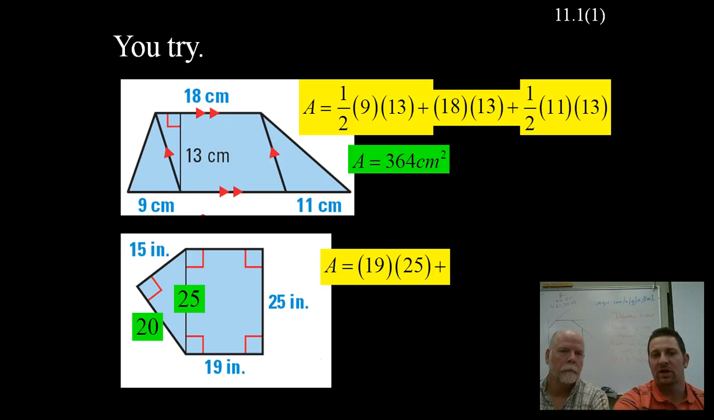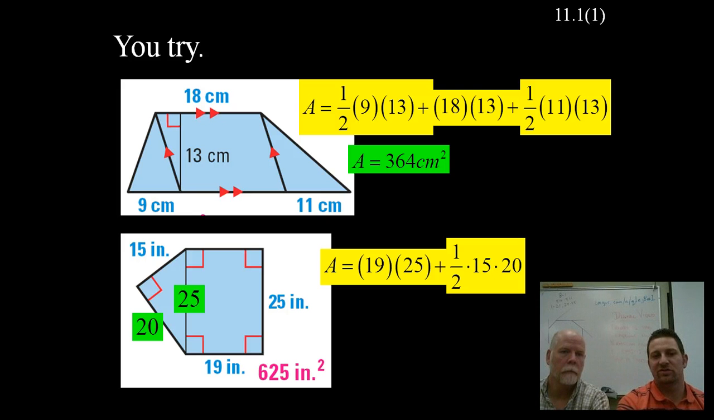So then we have 1/2 of 15 times 20. And so then all you got to do is plug it in your calculator or work it out, and you're done. Arithmetic again, yeah. And you get 625 inches squared for the entire shape. Add it together.